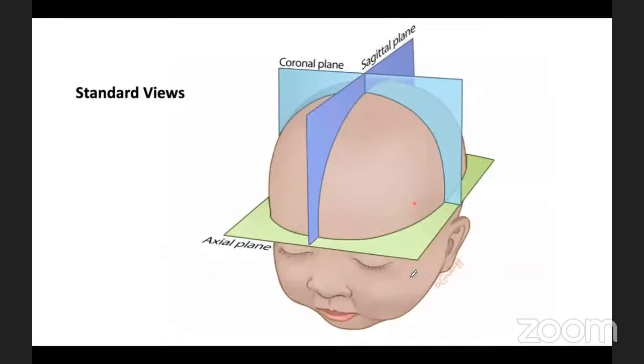Then coming to the views, basically there are three views you should know. One is the coronal plane, in which the body is divided into front and back. The sagittal plane, in which the body is divided into right and left, and the axial plane, in which the head is divided into upper and lower half.